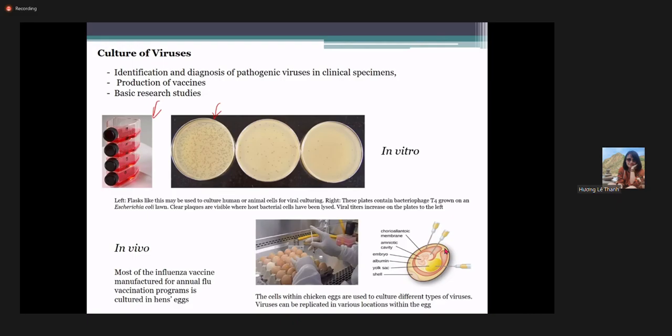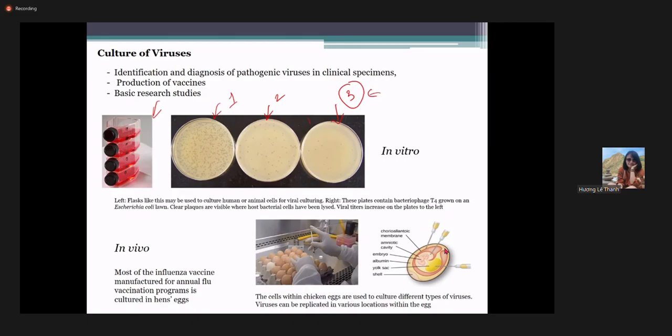We have this 1, 2, and 3 here. In picture number 3, when the host bacterial cells have been lysed, the virus numbers increase on the plate, in plate number 3 here. Numbers of the virus lyse these host cells, so we have no more colonies of the bacteria here.